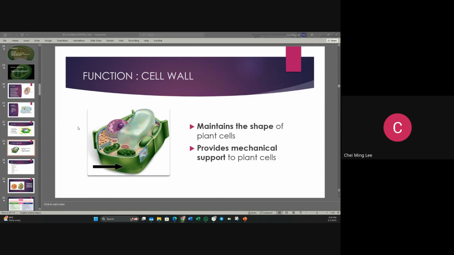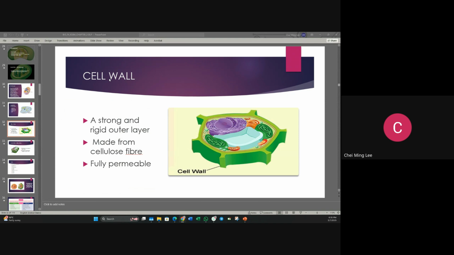Okay, next, cell wall. Cell wall only exists in plant cell. It's a strong and rigid outer layer made from cellulose fiber. Cellulose is actually like starch. Okay, and it's fully permeable. Fully permeable means that anything can go in and out. Permeable means that you can seep in and out easily.